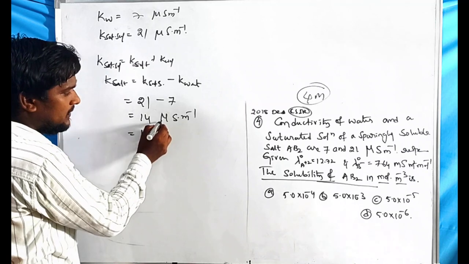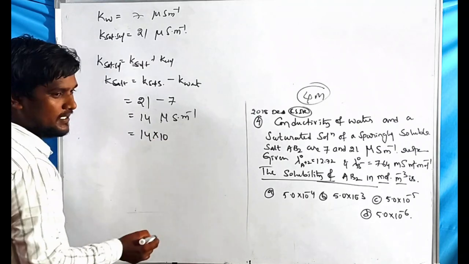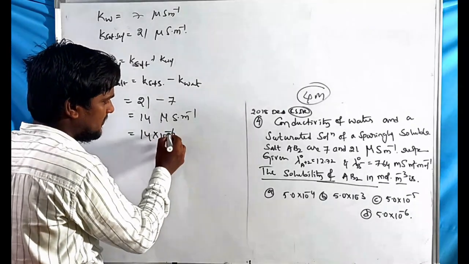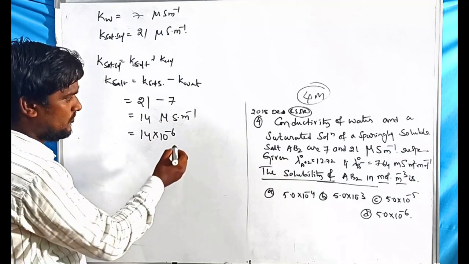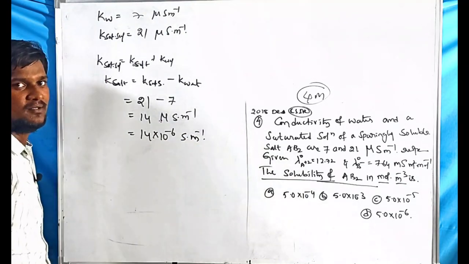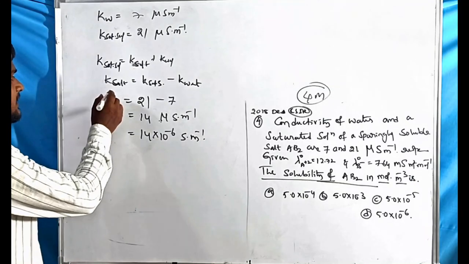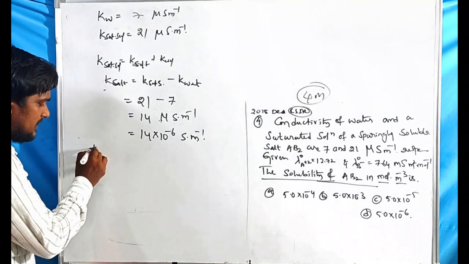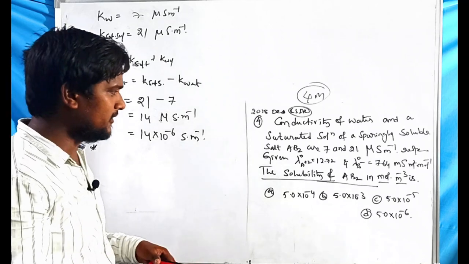Okay, so 14 microsiemens converts into Siemens: 14 × 10^-6 Siemens per meter. So this is the κ saturated value. Now next, they are given certain values.